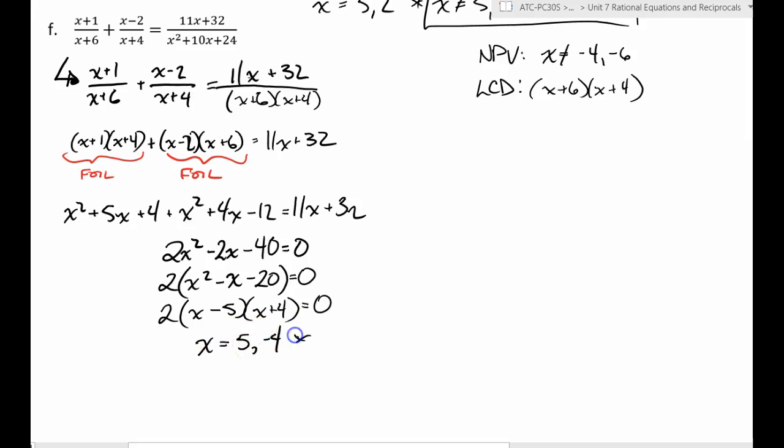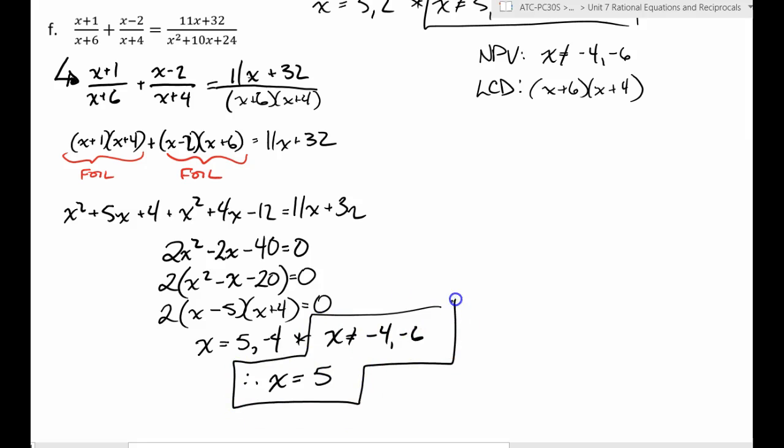Again, we have a non-permissible value where x can't be negative 4 or negative 6. Therefore, my final answer is actually just going to be x equals negative 4. Or sorry, not x equals negative 4. That's not allowed. X equals 5 with my non-permissible values. And this is extraneous. It lies outside our allowable domain.